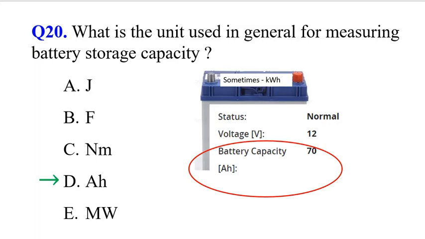What is the unit used in general for measuring battery storage capacity? In general it would be ampere hours. If you take your car battery, you will find the unit as ampere hours, but sometimes in large battery banks you can have the unit kilowatt hours. So don't misinterpret this answer. It is ampere hours, from the given answers.